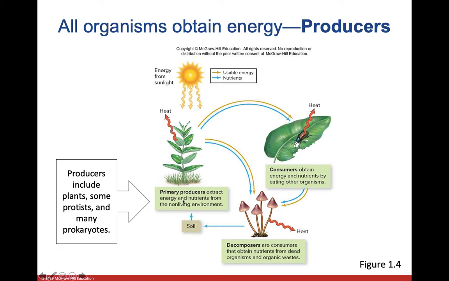So plants are considered something called a primary producer. They are capable of taking sunlight and some nutrients from the soil and turning that into energy which can power life on Earth. And that's pretty cool.